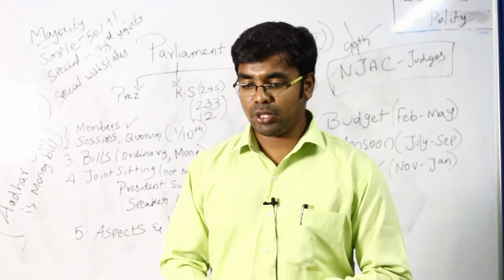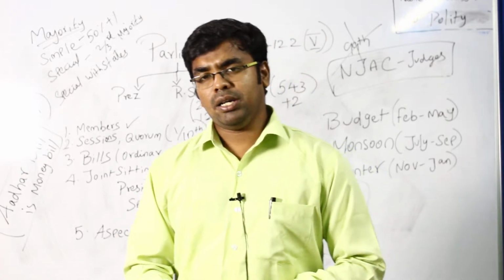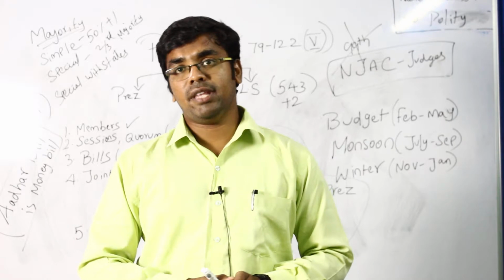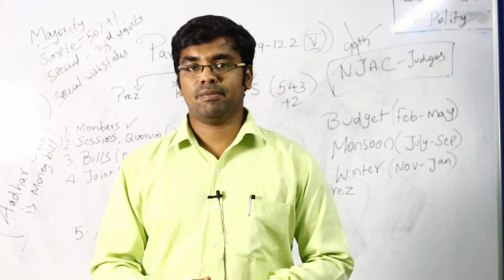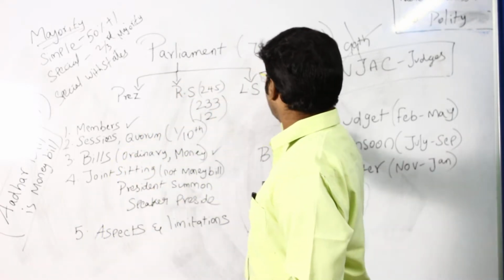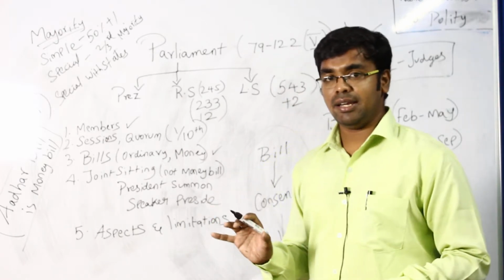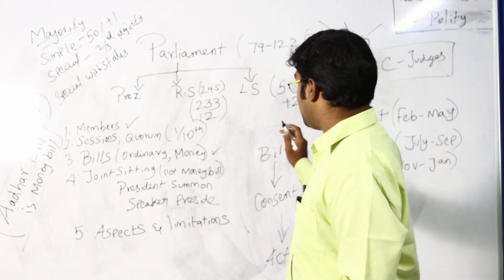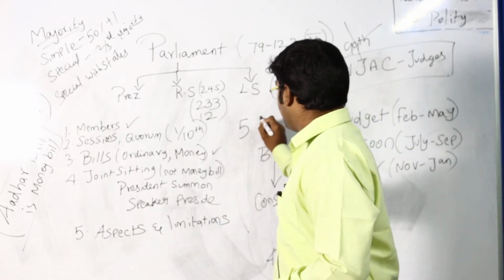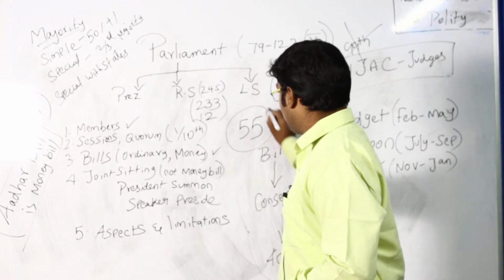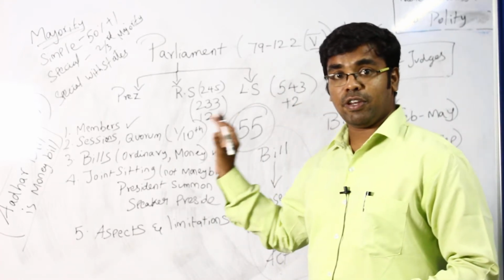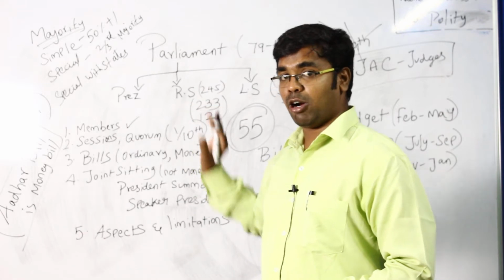And in the case of an opposition party, the party should have one-tenth of the strength. In India we have nearly 545 members, so the opposition party should have 10%, that is nearly 55 members. Only if the party holds 55 members will it become an opposition party.